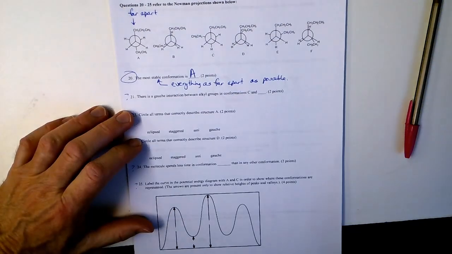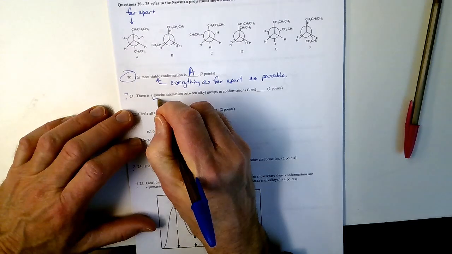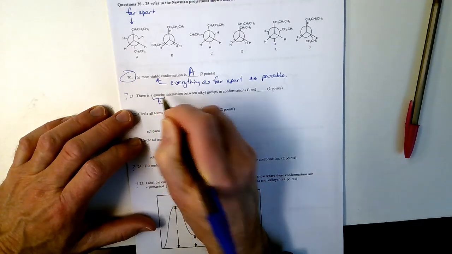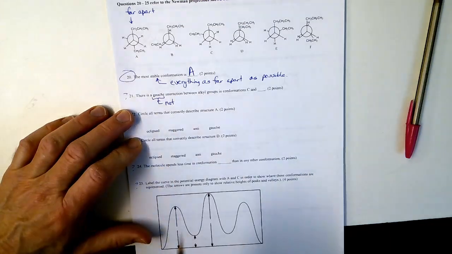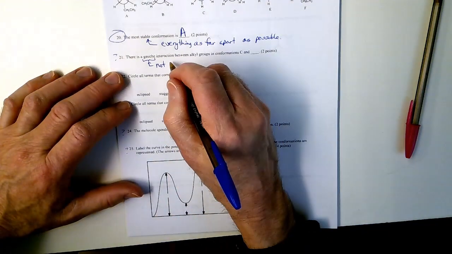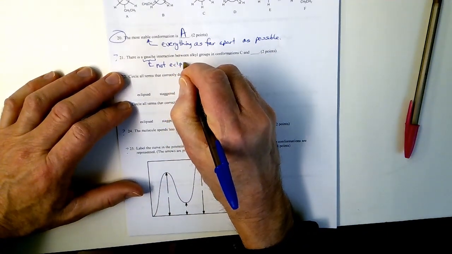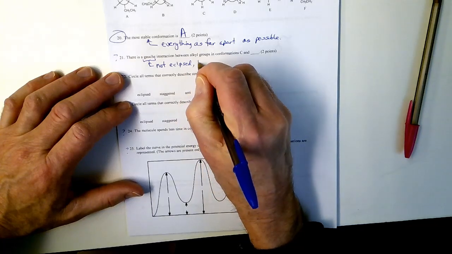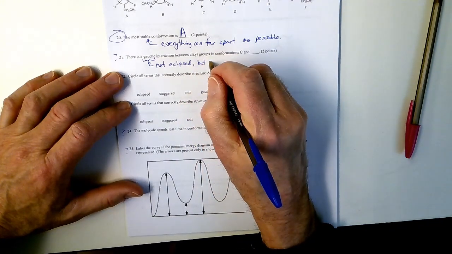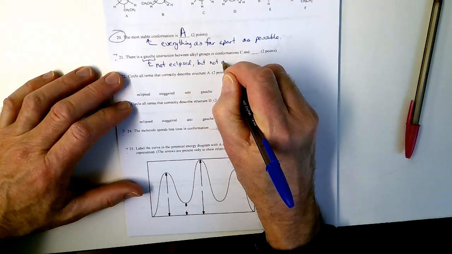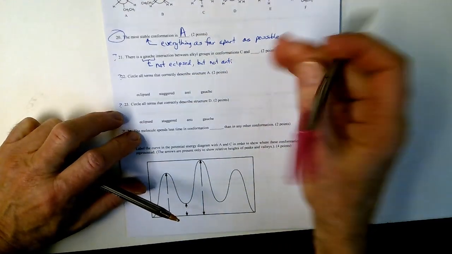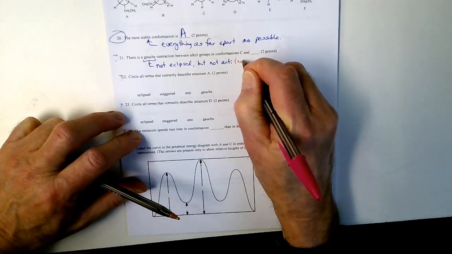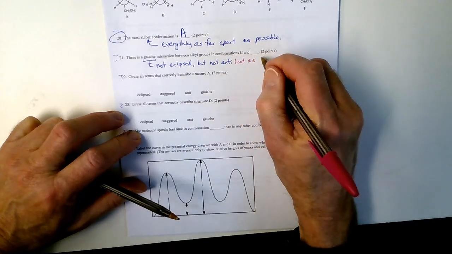All right, this next one, there's a gauche interaction. This is a special term that means 2 things, keep in mind: not eclipsed, but not anti. So they're not as far apart as they can get. Not like that first one.